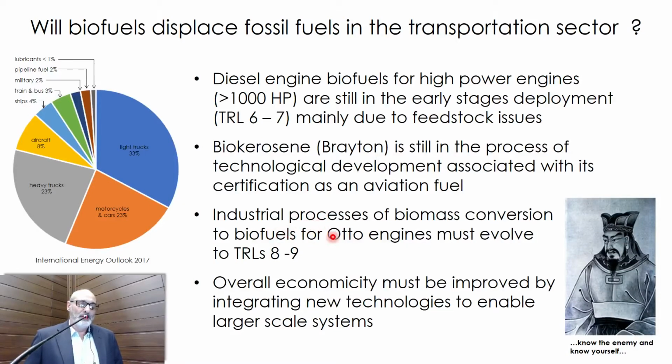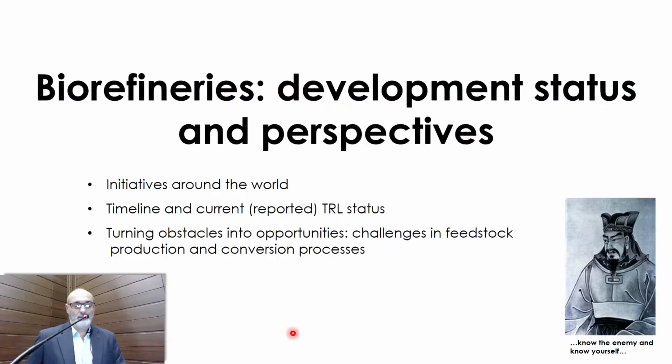Another point here is that the industrial process of biomass conversion to biofuels for auto cycle engines must evolve to TRL 8 and 9. Here I mean specifically second generation technologies. And overall economics must be improved by integrating new technologies to enable large scale systems. That's the point: large scales in order to be economic. So I'm almost done.